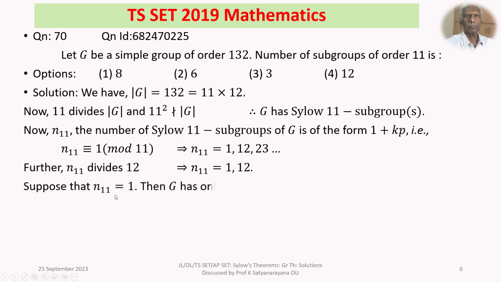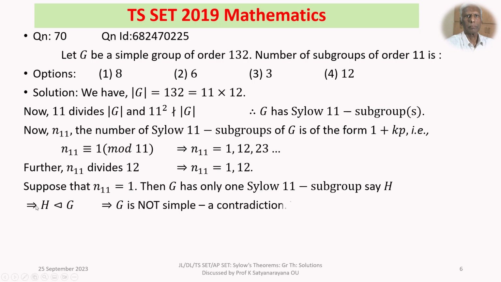Suppose n11 is 1. Then G has only one Sylow 11 subgroup, say H. If you have only one Sylow 11 subgroup, then it is normal. So H is normal in G. When H is normal in G, H is a non-trivial normal subgroup of G, so G is not simple. But G is given to be simple in the question. Therefore, it's a contradiction. Therefore, n11 is not 1.